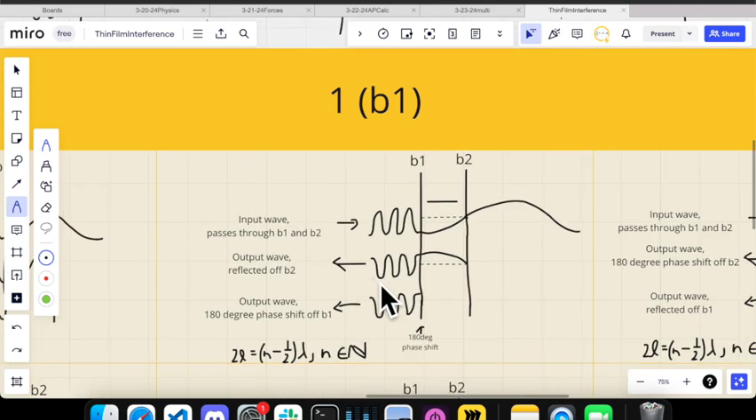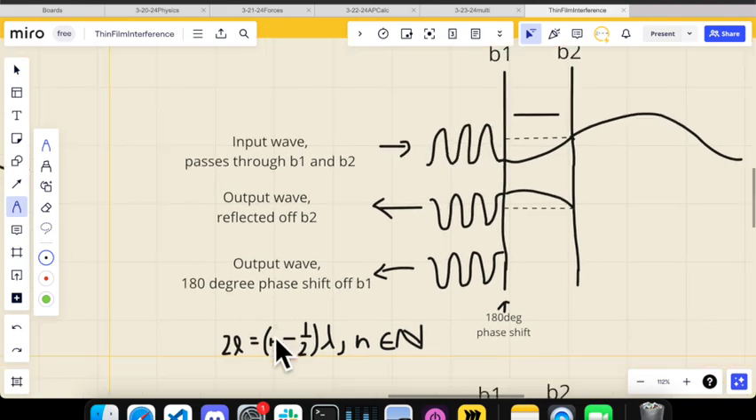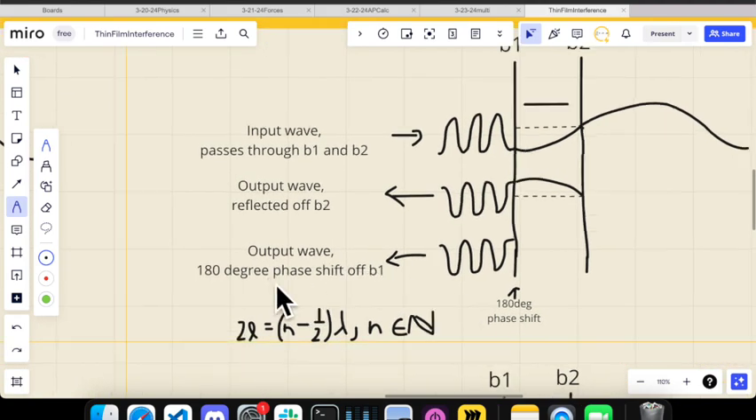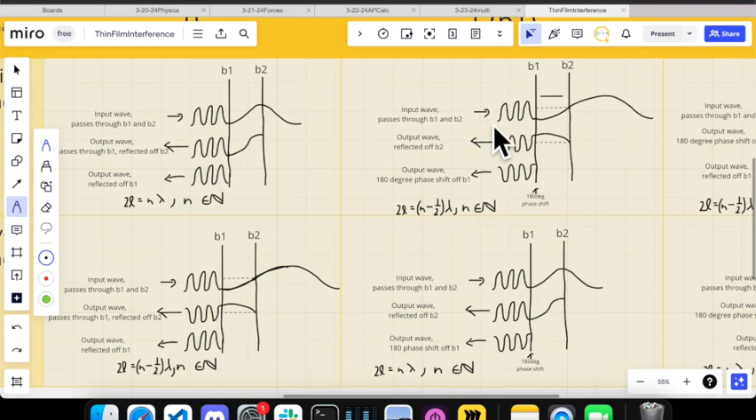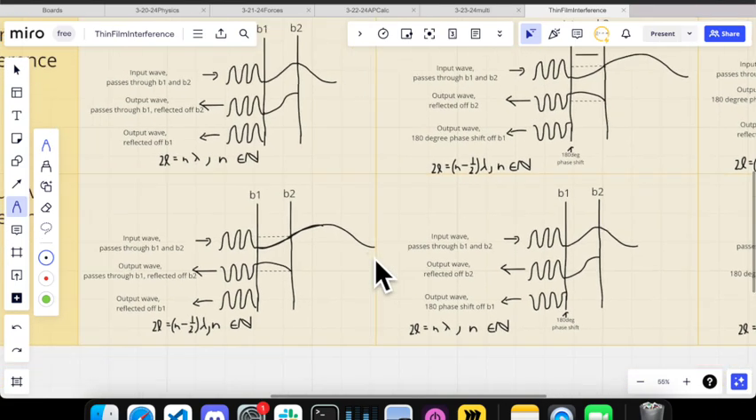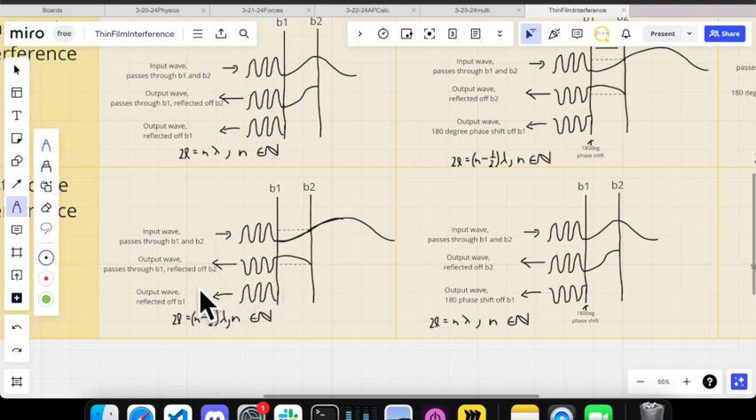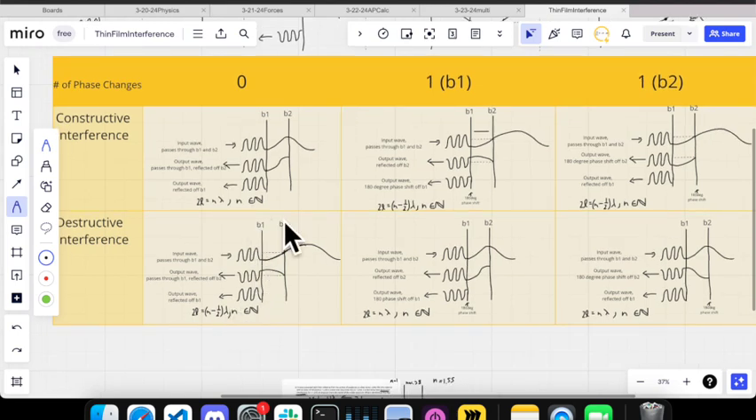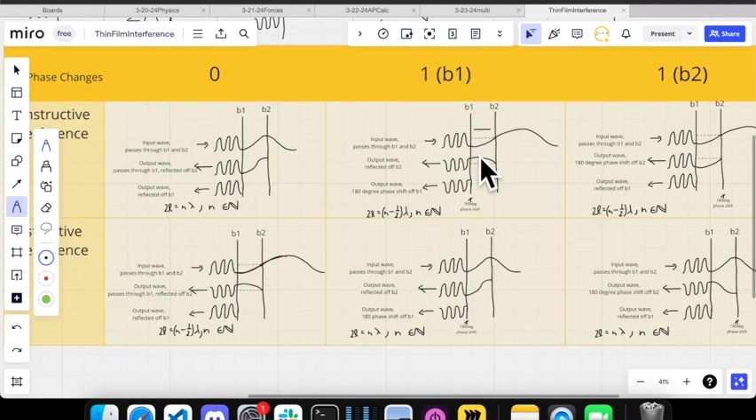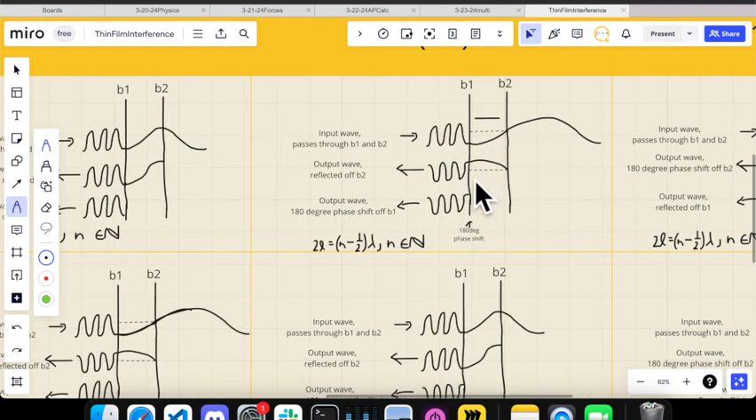And so the same formula applies for constructive interference in the 1 boundary case that we want for the destructive interference in the 0 boundary case. So these formulas are the same, this one and this one, and the situations are very similar. It's just that, depending on where the boundary is, it's going to cause destructive or constructive interference here instead of a destructive interference here.